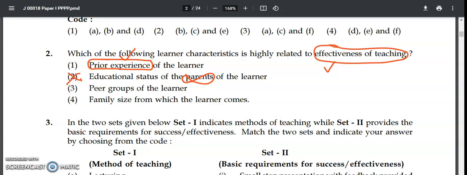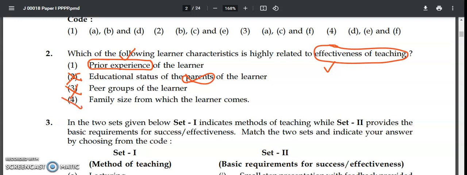And the peer groups of the learners. What is the use of the peer groups? Peer groups means those who are praising the learner, that means you are great, you are so nice, you are so super. So this is also a wrong thing. Family size. Even if the family size is very big, what is the use of this to the effectiveness of the teaching?